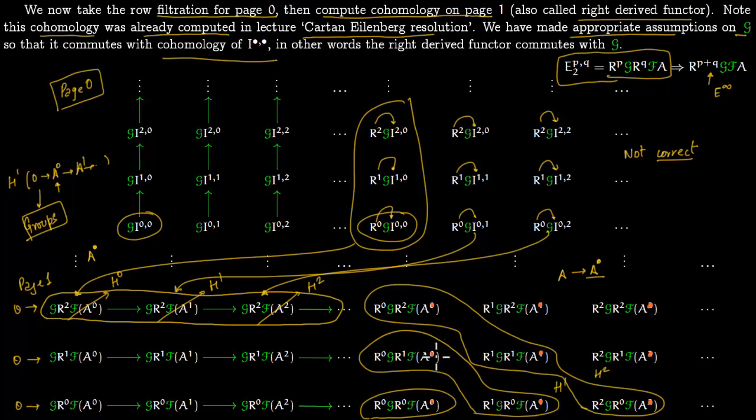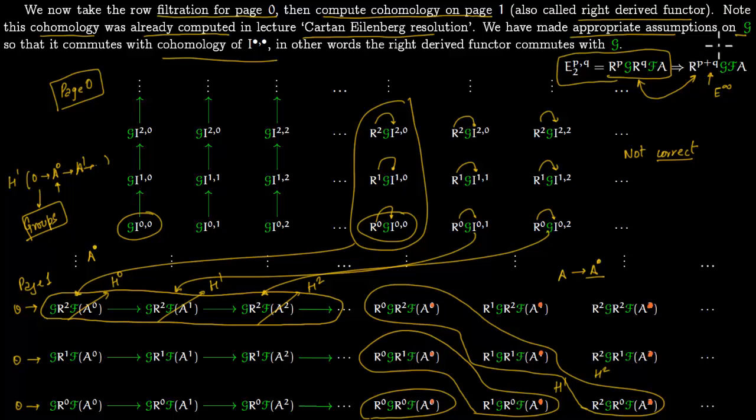So again, the secret sauce to properly understand why you can do this is to take the row filtration and then commute with the right derived functor. You have to see the lecture on Cartan-Eilenberg resolution and see how the row filtration gives you the same thing as you get in the column filtration. And that is what the Grothendieck spectral sequence is. The Grothendieck spectral sequence is essentially combining two concrete previous lectures. One is Cartan-Eilenberg resolution, and the second is balancing Ext. So both of them are combined together in the Grothendieck spectral sequence.